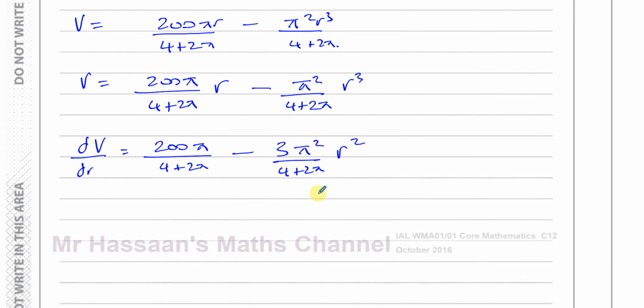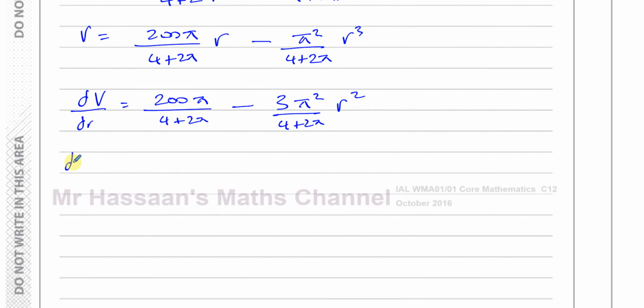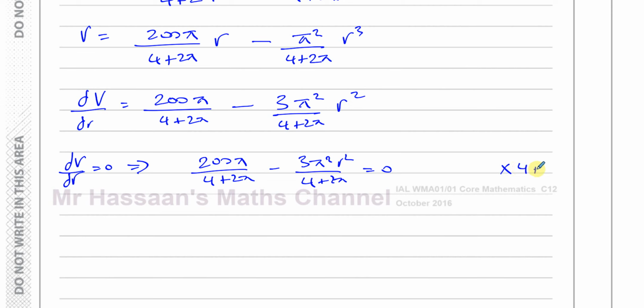That's dV/dr. So as we mentioned, we want to find when dV/dr is equal to 0. So when dV/dr is equal to 0, the maximum, 200 pi over 4 plus 2 pi minus 3 pi squared r squared over 4 plus 2 pi equals 0. If we multiply both sides by 4 plus 2 pi to get rid of this fraction, you're left with 200 pi minus 3 pi squared r squared equals 0. Let's make r squared the subject to find the value of r first when we have the maximum.